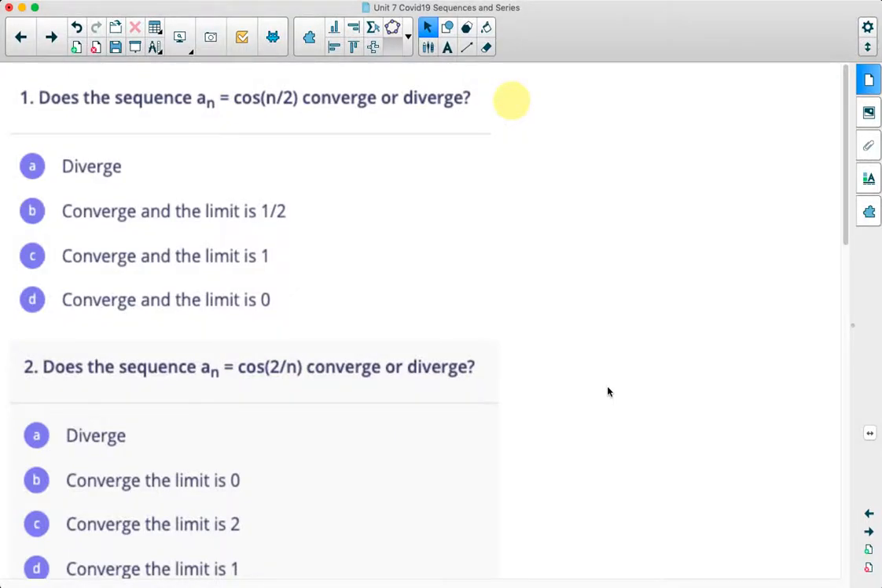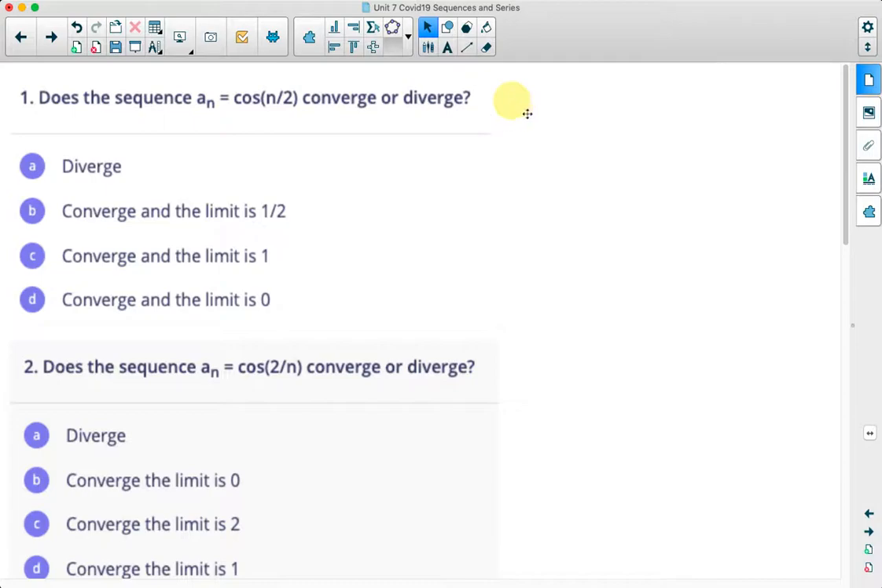Okay, so here we are. I'm looking at the Quizizz quiz called Sequences, Convergence, or Divergence. And there were 5 questions, I don't remember. We'll see. That I wanted to go over kind of quickly here. First was number 1, where some of you did have some trouble.